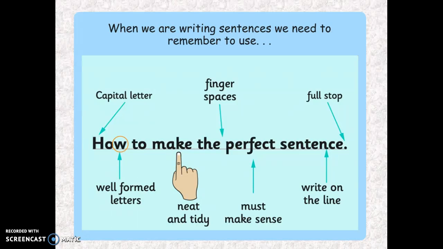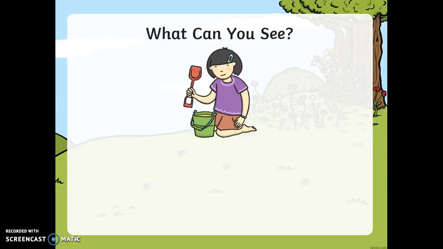Let's recap. When we are writing sentences, we need to remember to use the following things. We need to use capital letters at the beginning of our sentence, finger spaces between our words, and full stops at the end of our sentences. We need to make sure that our letters are facing the right way, that our writing is neat and tidy, and that our sentence makes sense. We can read back over our sentence to make sure it makes sense. And finally, we need to make sure that we write on the line.